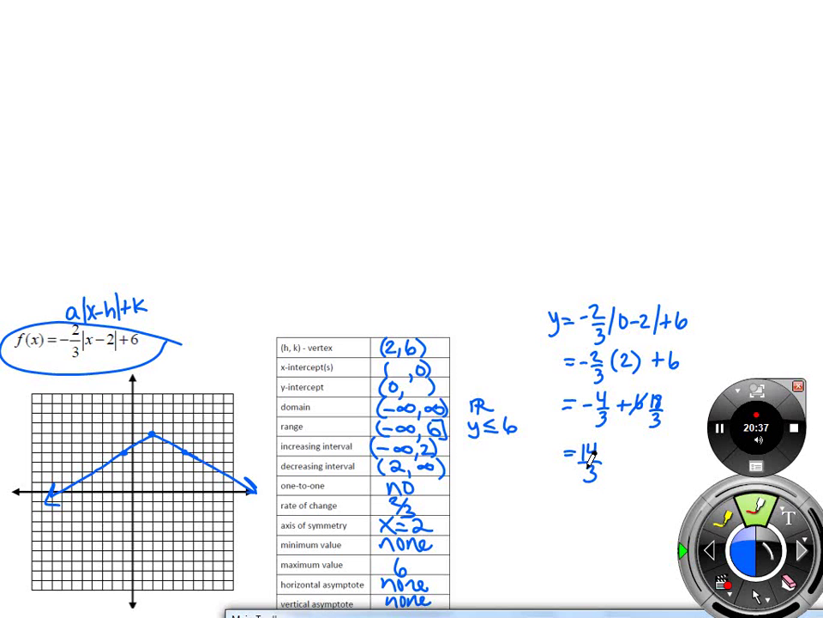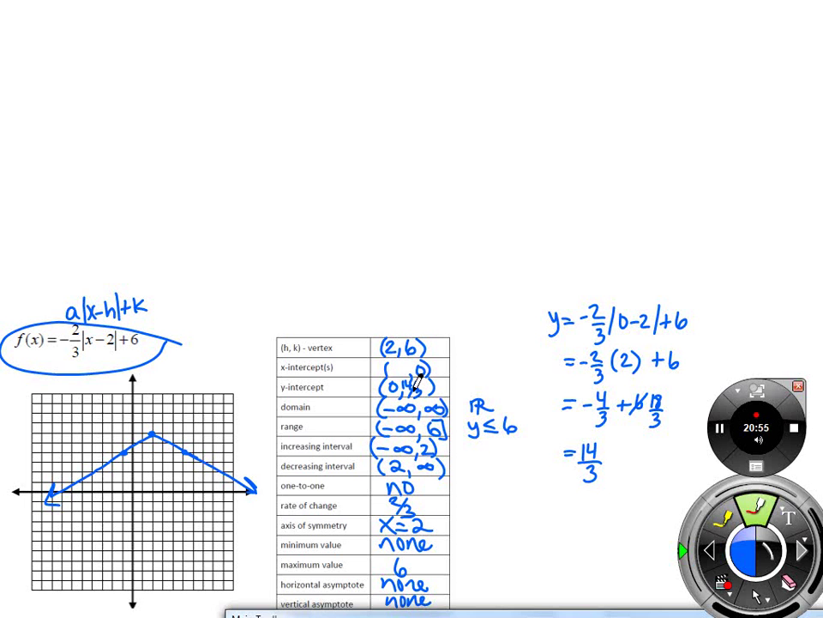Okay, how many times does 3 go into 14? 4 times with 2 left over. So does 2/3 make sense on our graph as an intercept? Yeah, it all kind of fits together, right? So that's good. Any questions about how we solved for the y-intercept?